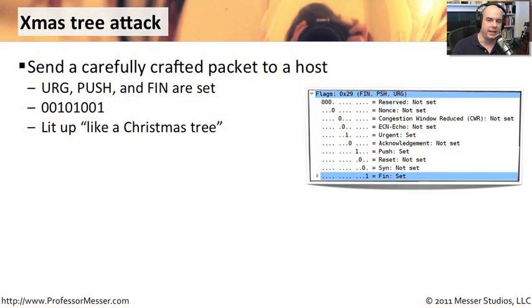A Christmas tree attack is a very well-known attack that is designed to send a very specifically crafted TCP packet to a device on the network. This crafting of the packet is one that turns on a bunch of flags. There is some space set up in the TCP header called flags, and these flags are all turned on or turned off depending on what the packet is doing. In the case of a Christmas tree attack, we're turning on the urgent, the push, and the FIN flags.